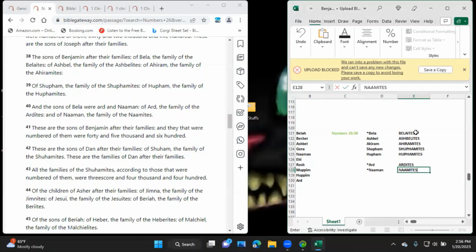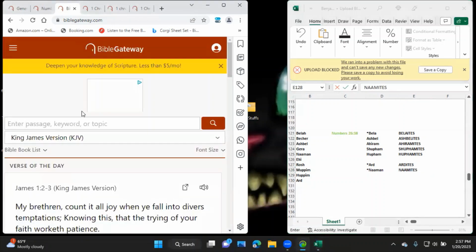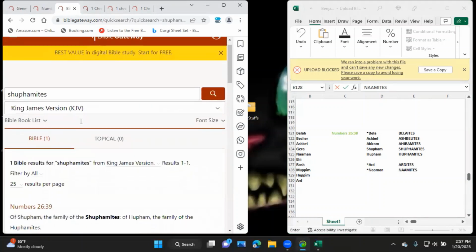These are the sons of Benjamin after their families, and they that were numbered of them were 45,600. So one book later, we went from 14 souls to 45,600 souls. Now, it's not as important necessarily that you know the numbers, but when we talk about the tribes, I'm going to try and focus on specific incidents where the tribes are decreased dramatically. And Benjamin's a particularly interesting one in the book of Judges, but I'll get to that at a later video. One thing I wanted to point out before I move into the bigger section is just that the Shufamites, one reference.